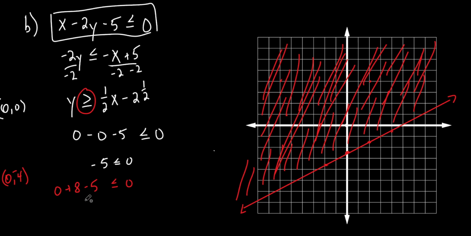It's not, because 8 minus 5 is what? 3. Is 3 less than or equal to 0? No, it's not. So do I pick that point right here? No, I can't. So that's why it's not shaded. Everybody good? All right.